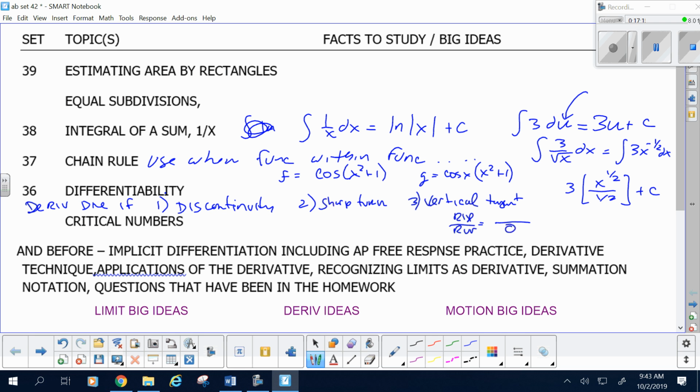You with me? Critical numbers. They are places, x's in the domain of a function, where the derivative is 0 or undefined. Would you go to number 25, please, for practice on that?